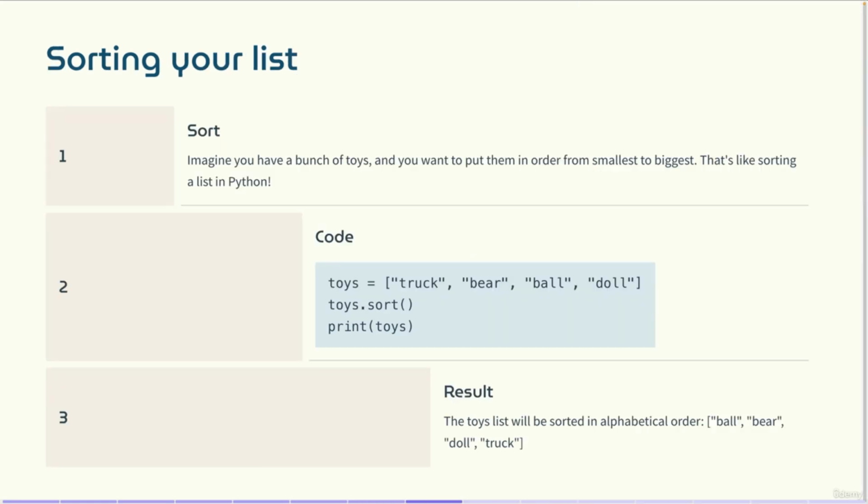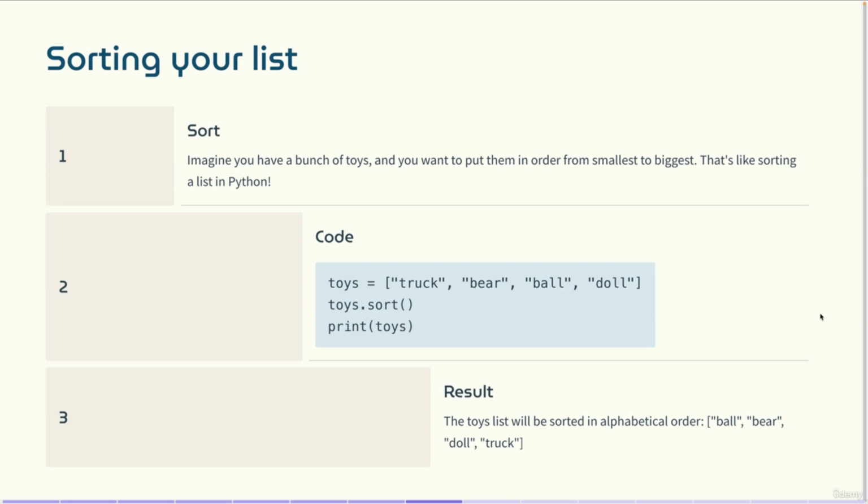Python lists come with a sort method that allows you to sort your list and arrange it in the proper order. For example, here we have a list variable toys with truck, bear, ball, and doll. After you call the sort method on it, it's going to arrange every item in that list alphabetically, starting from ball and ending with truck.